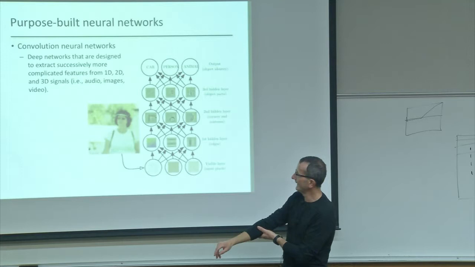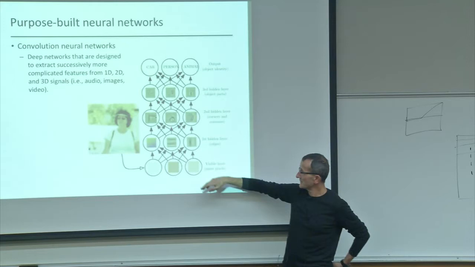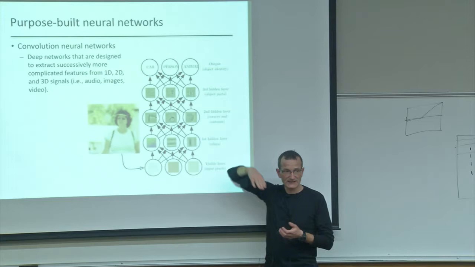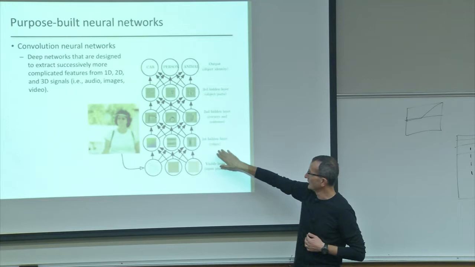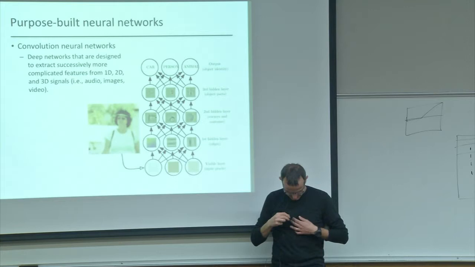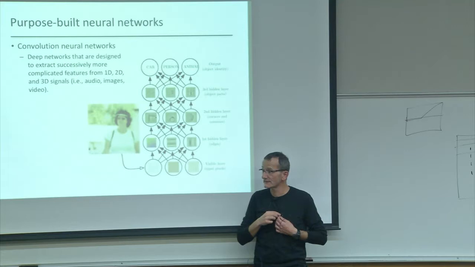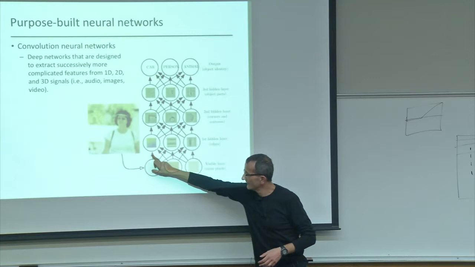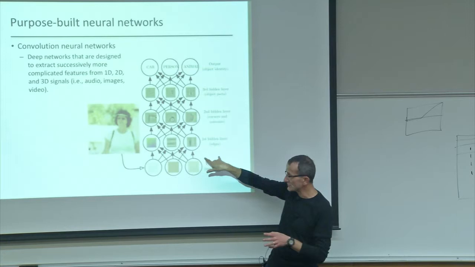The idea is the depth of that neural network is designed in such a way that they capture features at successively higher levels of complexity. Right, so some sort of an edge detector, then corners and contours, object parts and so forth. They are purpose built, because they're designed to deal with 1D, 2D, 3D kinds of signals, like images, audio, and video. The reason it's called convolutional neural networks is that those weights I mentioned are shared among all of those units. So they're really meant to pick up essentially edges and shapes.